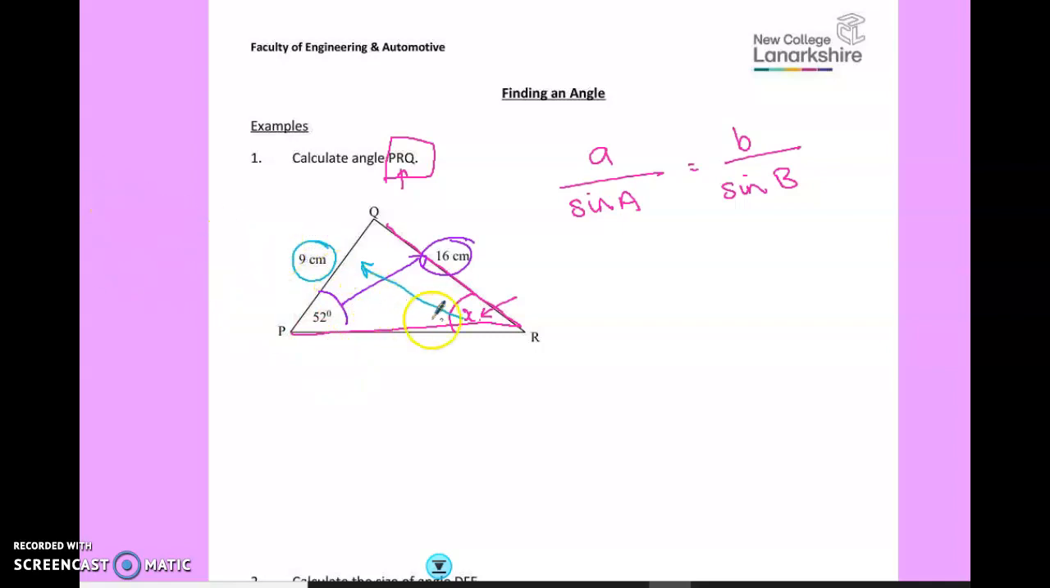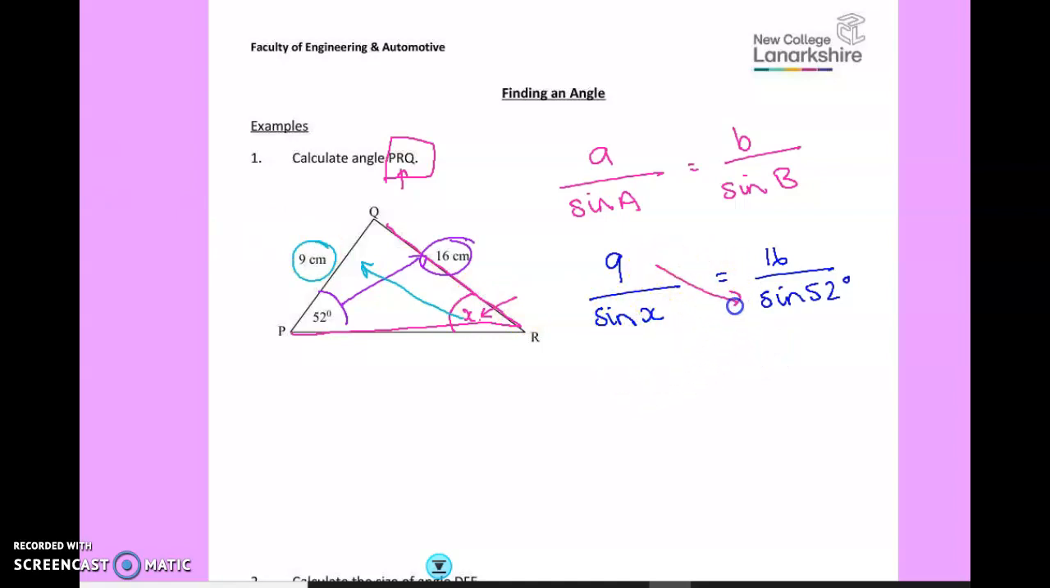I'm going to start with the one that I'm trying to find. So I'm going to start with this pairing here. So that's 9 over sine x, or sine r if you prefer, is equal to b, which is 16 over sine 52 degrees. Now it's a wee bit trickier finding an angle because we need to put an extra couple of steps in, because the thing that we're trying to find is on the bottom.